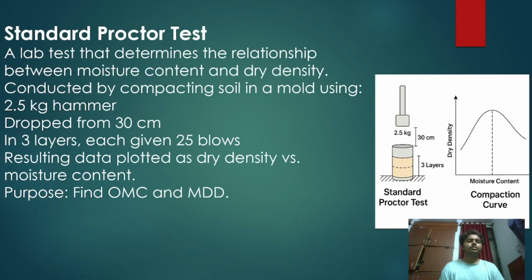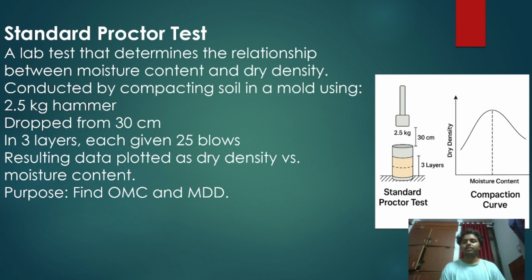And the fourth is the test. We have to learn two types of test: the standard Proctor test and the modified Proctor test. The first one is the standard Proctor test, a lab test that determines the relationship between moisture content and dry density, conducted by compacting soil in a mold. We use a 2.5 kg hammer dropped from 30 centimeters on each layer, each given 25 blows, and the resulting data is plotted as dry density versus moisture content. Its main purpose is to find the OMC and maximum dry density, optimum moisture content and maximum dry density.